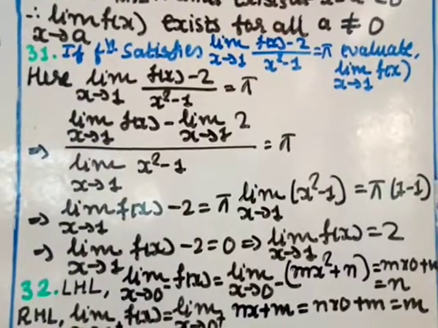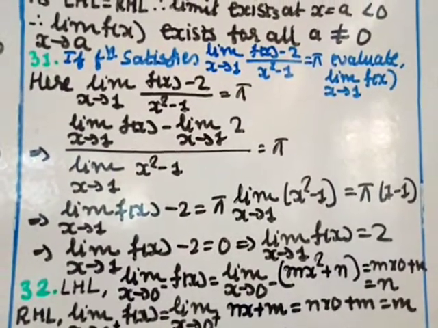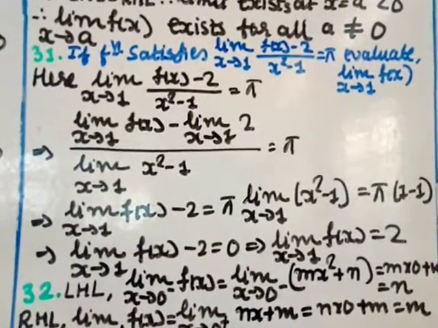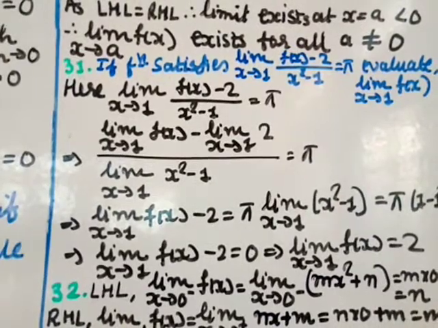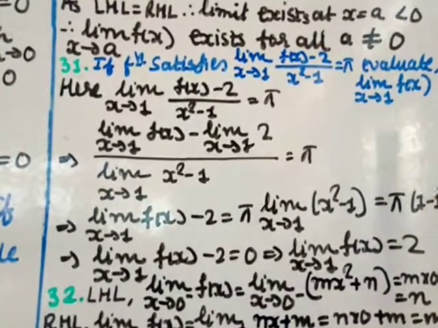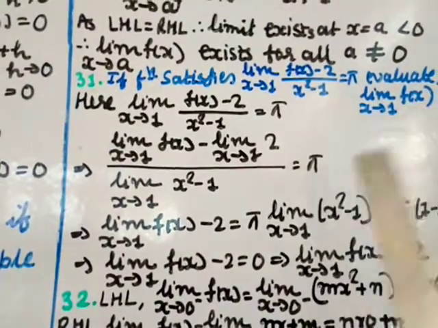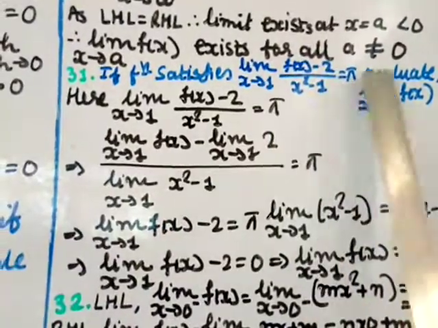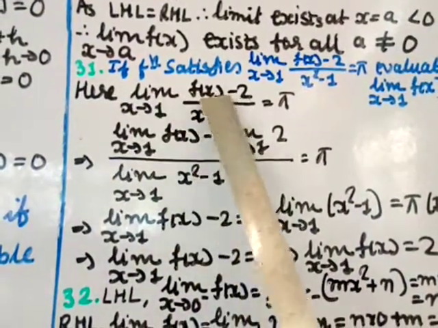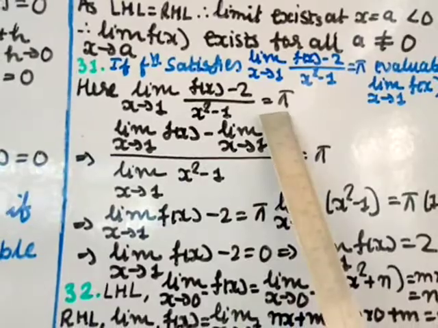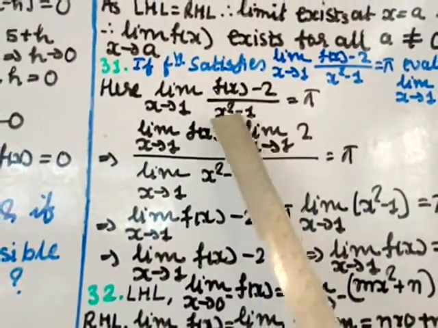Question number 31. If the function satisfies limit x tends to 1 of (f(x) minus 2) divided by (x square minus 1) equal to pi, evaluate limit x tends to 1 of f(x). Here this function is given, and the limit can be given to numerator and denominator.